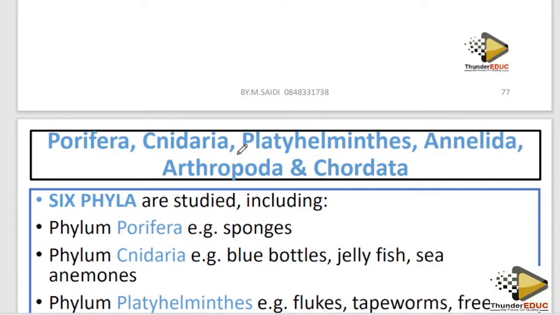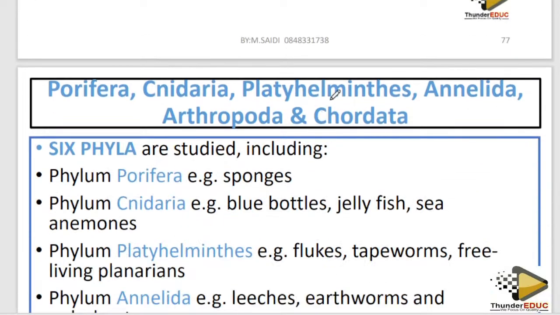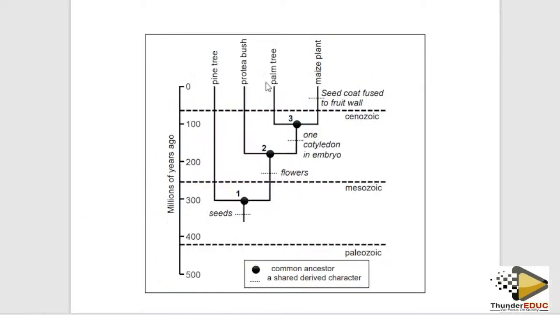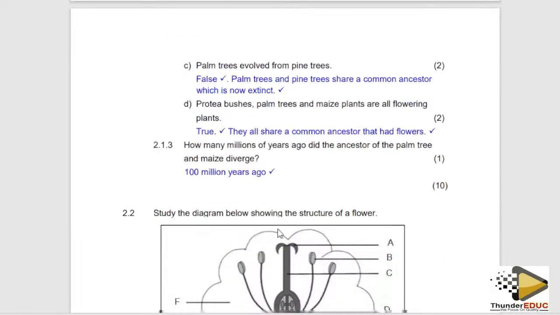Someone was asking me, do you expect this to come? Yes, because it is a topic. Sometimes when we don't bring the phylogenetic tree in plants, we bring the phylogenetic tree here. We bring the phylogenetic tree here. You see? Here, we can bring it there.